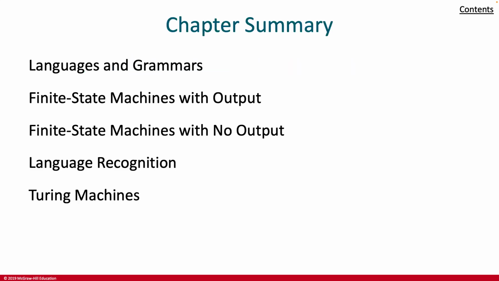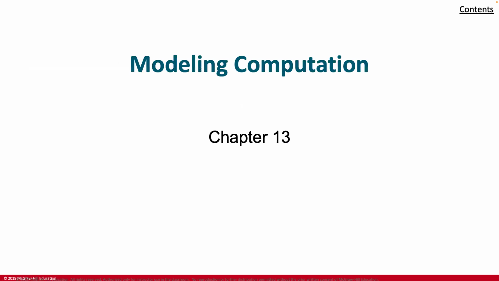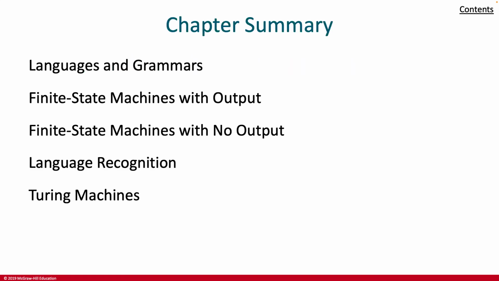So the first thing that we're going to get into is looking at modeling computation. We'll look at languages and grammars, finite state machines with outputs, finite state machines with no outputs, language recognition, and Turing machines. And so that's the synopsis of the whole chapter.